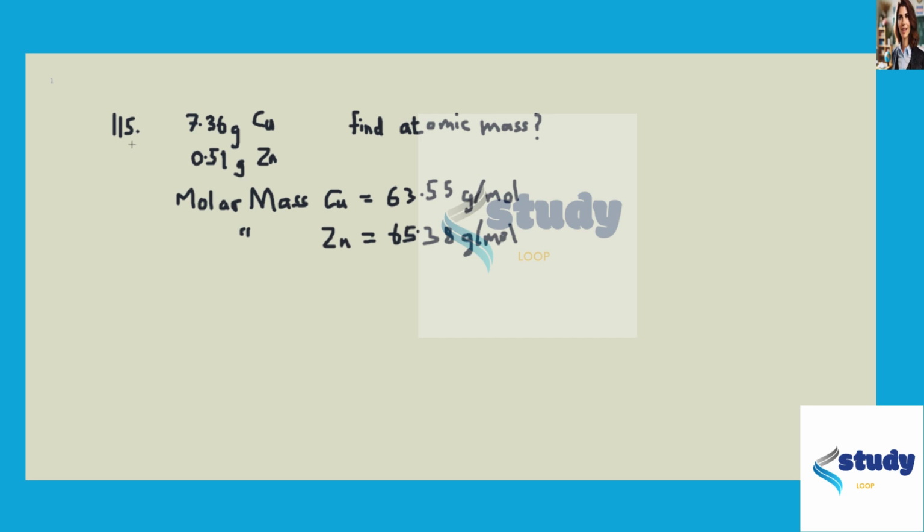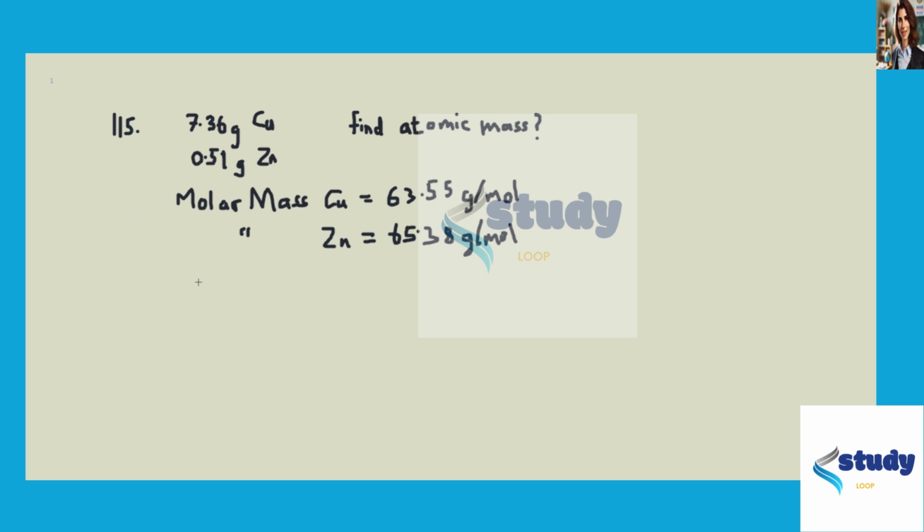All right, we're solving problem number 115 of Tro's Chemistry: Structures and Properties. In this problem, a sample is composed of 7.36 grams of copper that is contaminated with an additional 0.51 grams of zinc. We're supposed to find the atomic mass of the sample, which has been contaminated with some zinc.